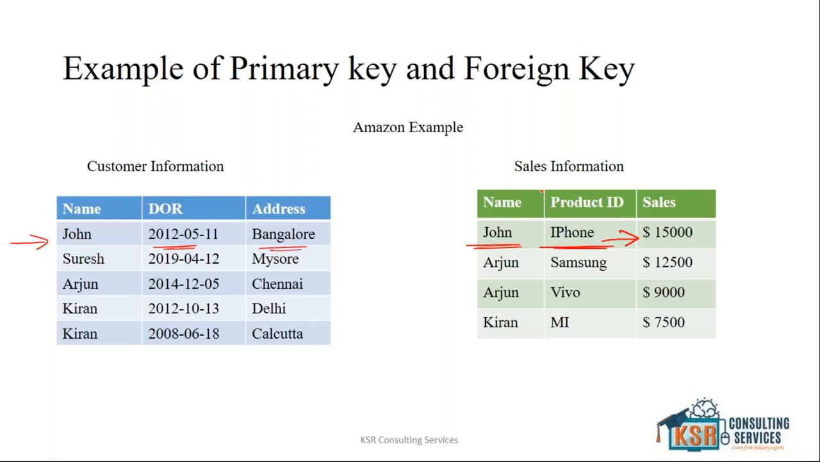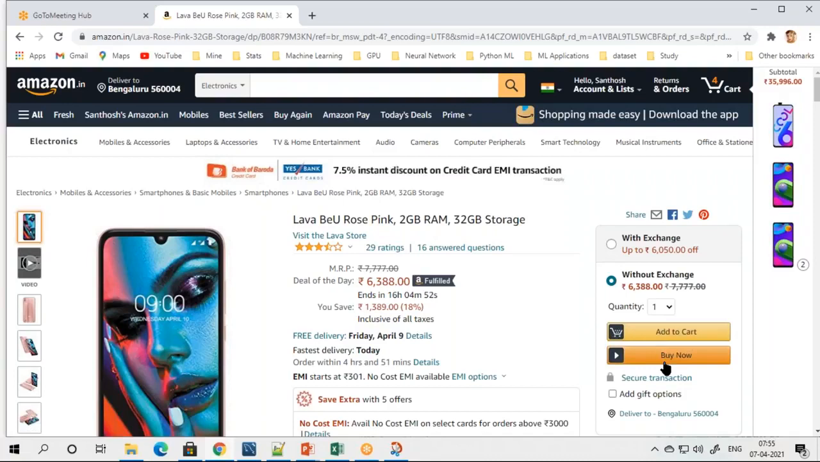Try to understand, there are two tables. One is with the customer information, one is the sales information. In the customer information, I have when did he join Amazon, what is his address, and what product he has purchased comes under sale. For example, here I purchase this product. The moment I purchase this product with my name, it is going to show this is a product you have purchased.